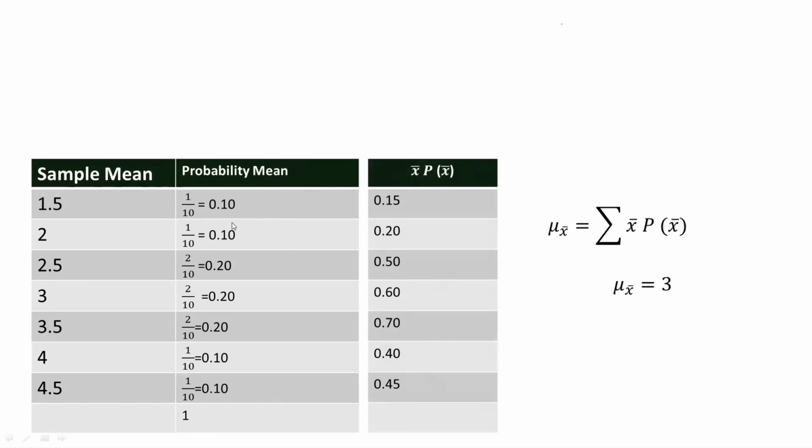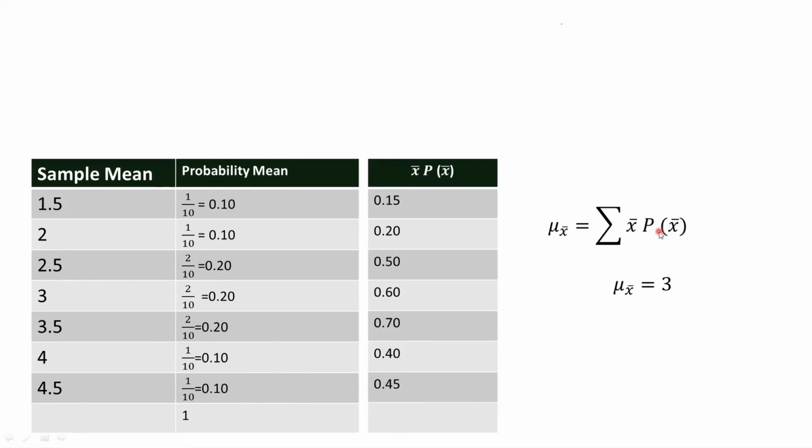So, 1.5 times 0.10 is equal to 0.15. 2 times 0.10 is equal to 0.2. And 2.5 times 0.2 is 0.5. And 3 times 0.2 is equal to 0.6. And 3.5 times 0.2 is equal to 0.7. And 4 times 0.10 is equal to 0.4. And 4.5 times 0.10 is equal to 0.45.